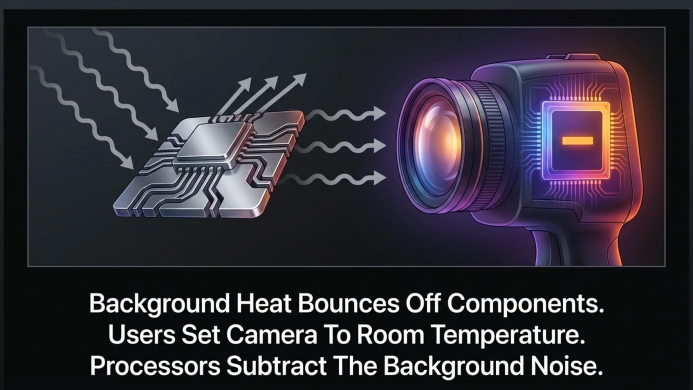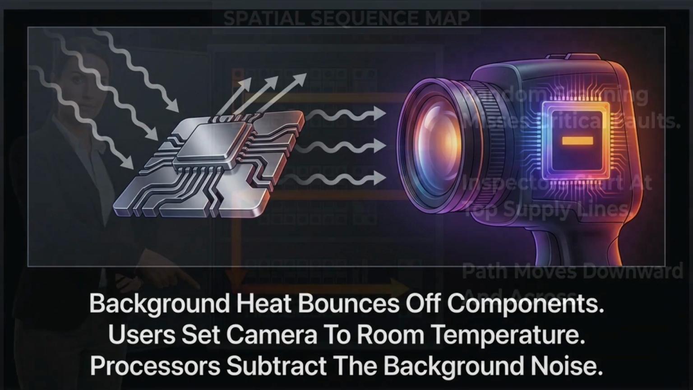Background heat often bounces off components. To ensure accurate readings, users must set the camera to the room's ambient temperature. The camera's processor then subtracts the background noise.